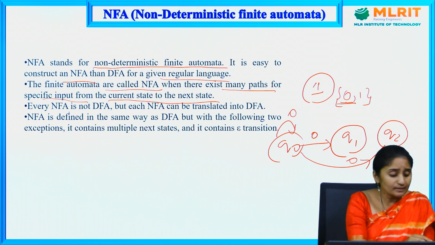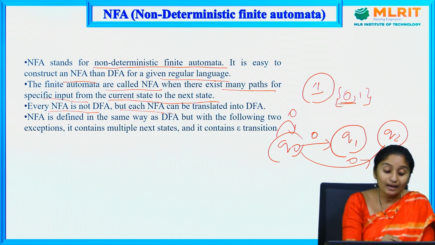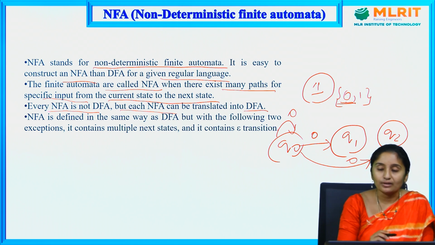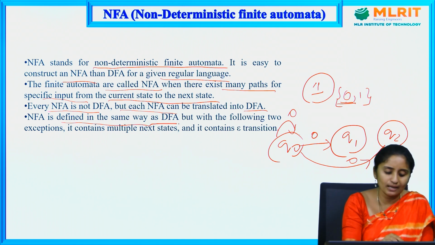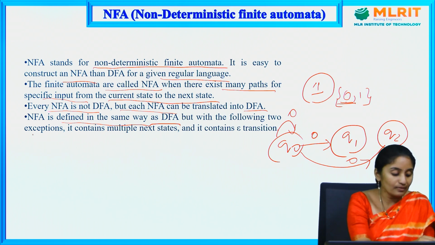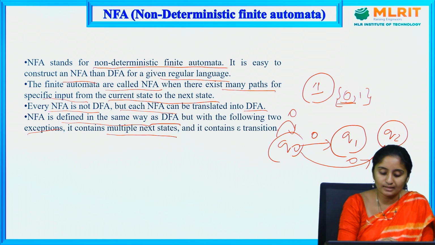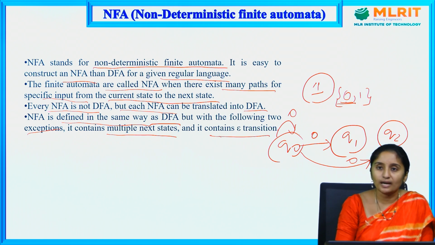The other thing is, every NFA is not a DFA. But we can convert: an NFA can be translated to a DFA. Every NFA, we cannot say that it is a DFA, but we can convert this NFA to a DFA. That is possible. NFA is defined in the same way as DFA, but there are 2 exceptions. We will have multiple next states, and it contains epsilon transitions.